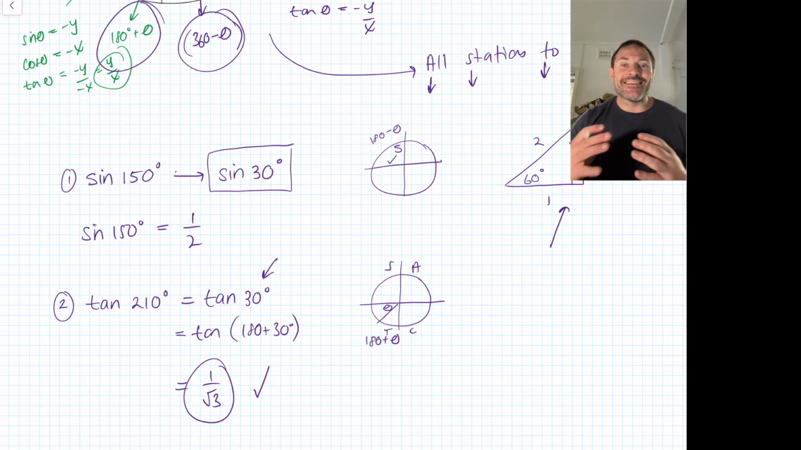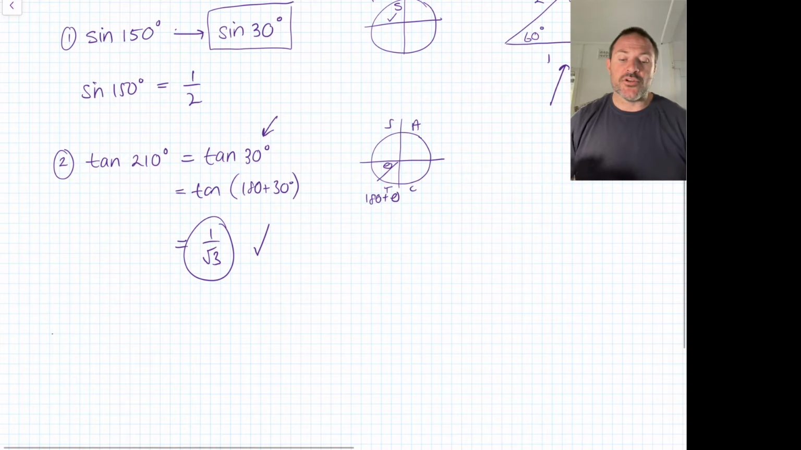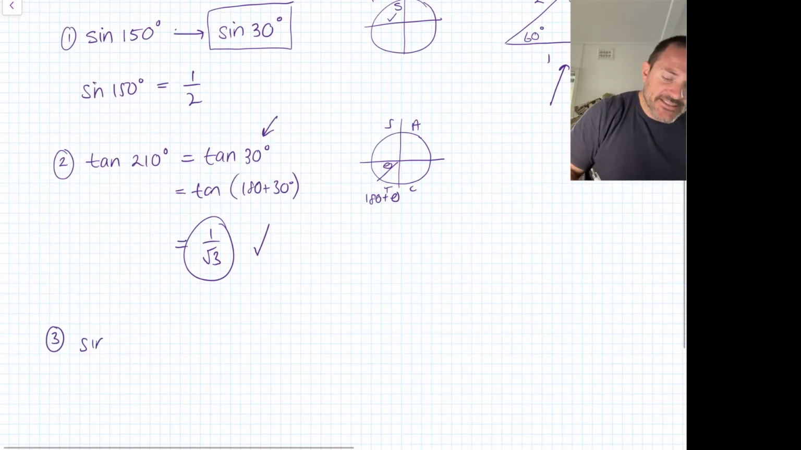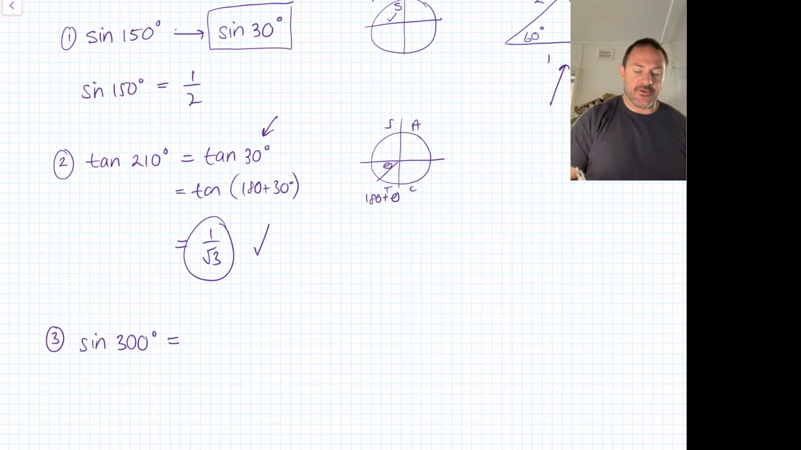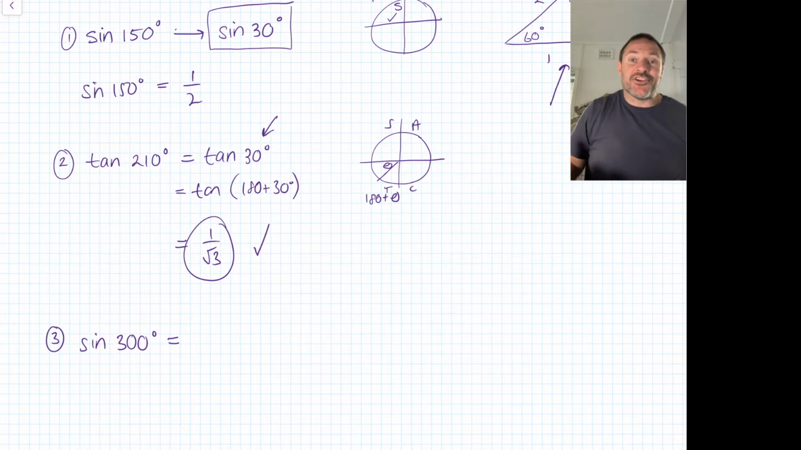So I'm hoping you can start to see the advantages of knowing this unit circle. What if I said sine 300 degrees equals? Now, again, you might be lucky. You might type in sine 300 on your calculator, and it says negative 0.866. Well, at least you know it's negative. Okay, your calculator told you that much, but we can work it out either way.